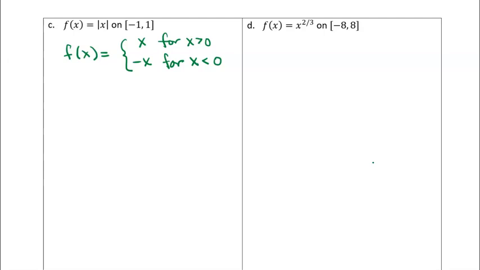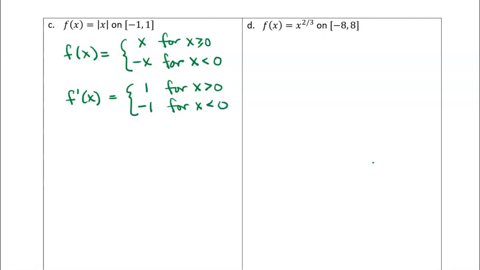Okay. So now I think that this one is actually included. But when we take the derivative, we can find f prime of x, right? We take the derivative of this thing, and what do we get? We take the derivative of x and we get 1, right? So the slope is 1 when x is greater than 0, and it's equal to minus 1 for x less than 0.